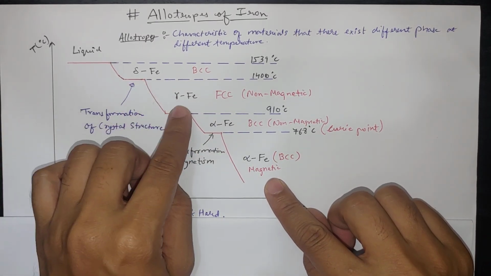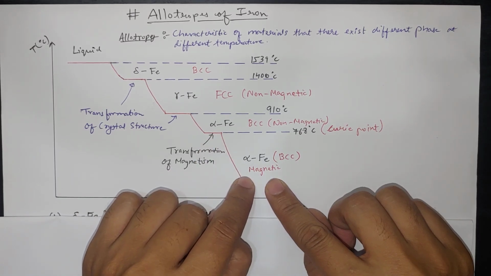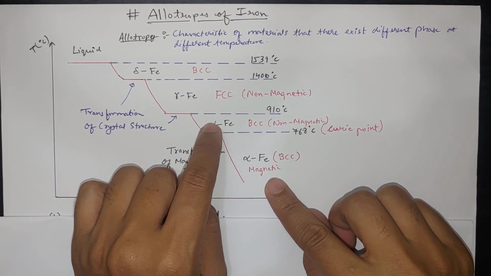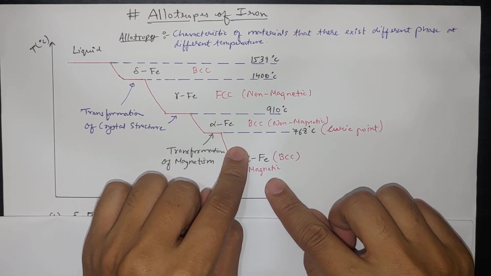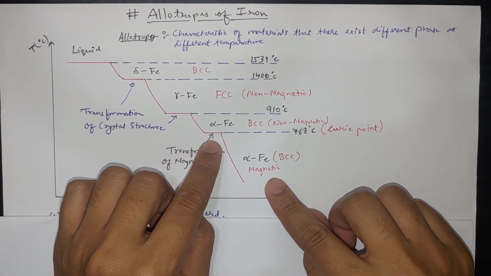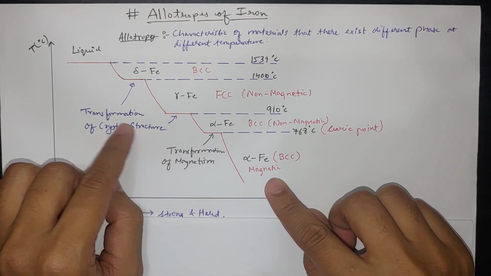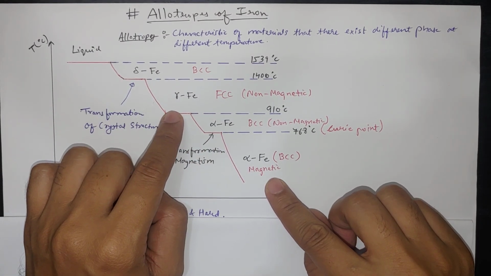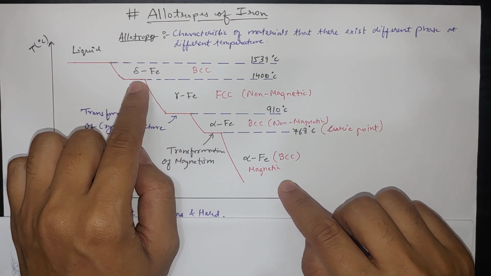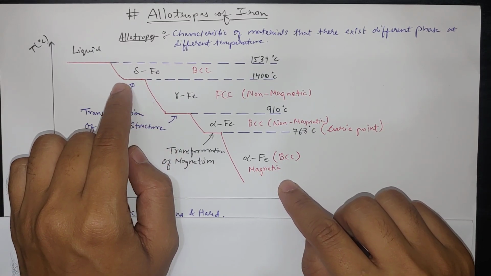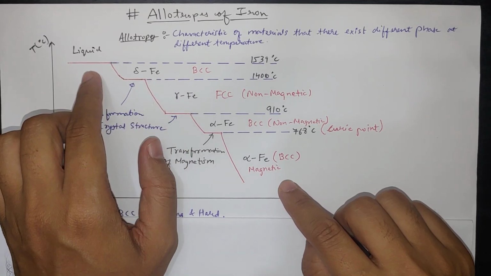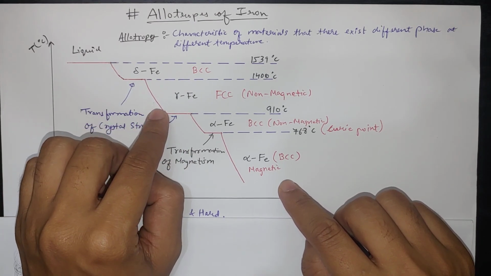So we have three allotropes of iron. Here we have to see that there is a transformation of magnetism in the same crystal structure, and here we have the transformation of crystal structure. This is not a latent heat; there will be constant temperature because of the change in the allotrope of the iron, not because it is changing phase from liquid to solid.